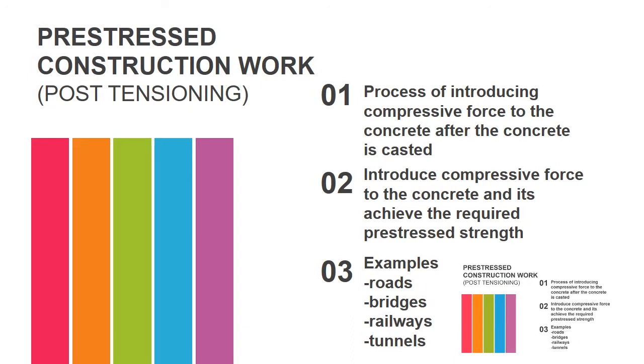Next is prestressed construction work in post-tensioning. Number one is the process of introducing compressive force to the concrete after the concrete is cast. And number two, introduce compressive force to the concrete until it achieves the required prestress strength. The examples are roads, bridges, railways, and tunnels.